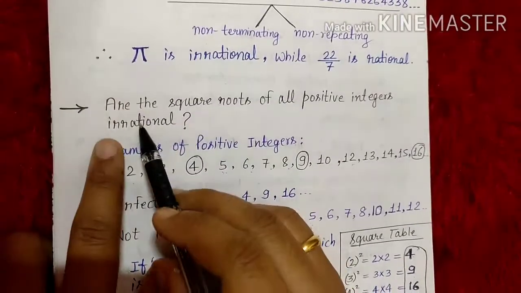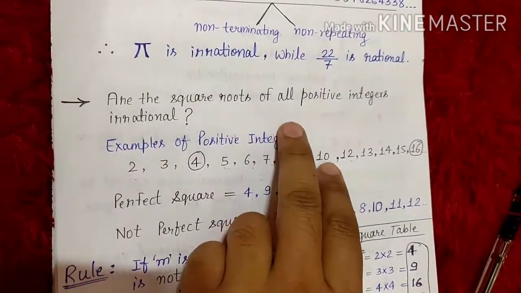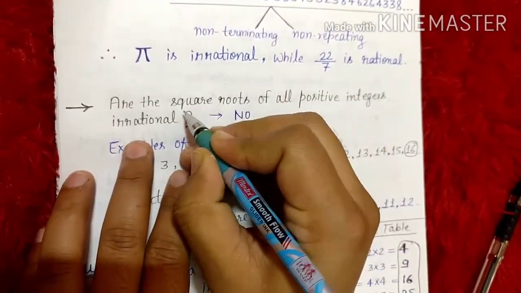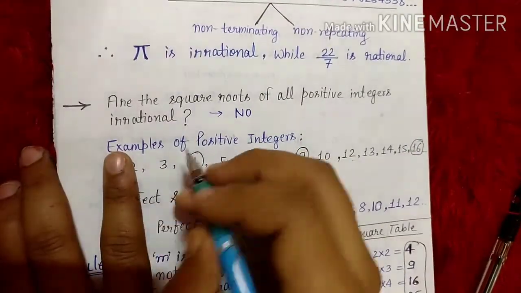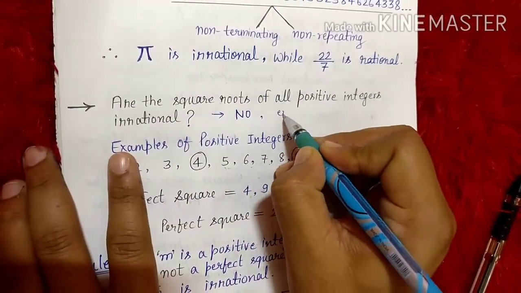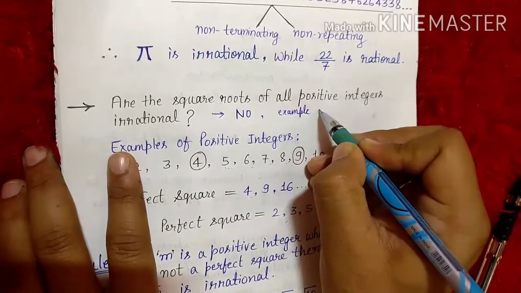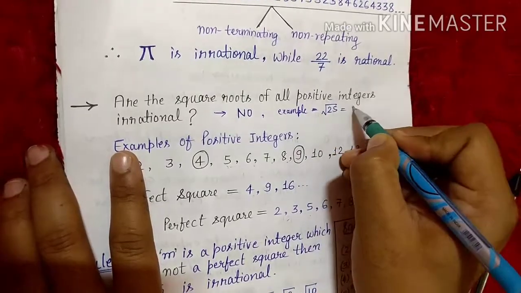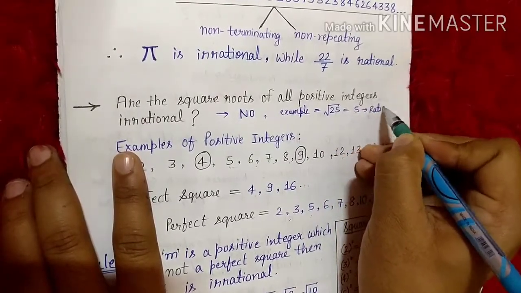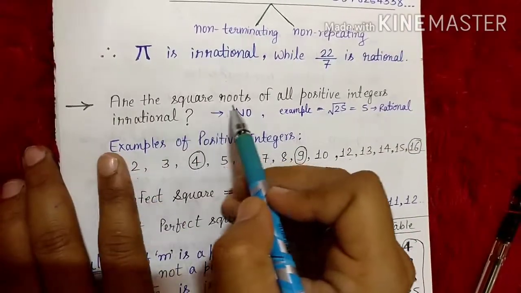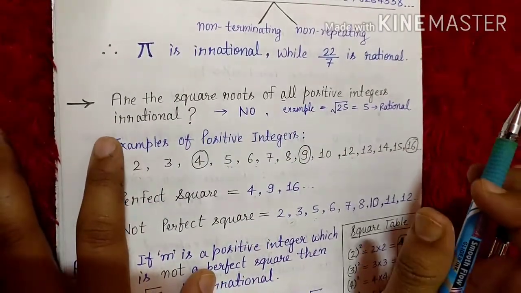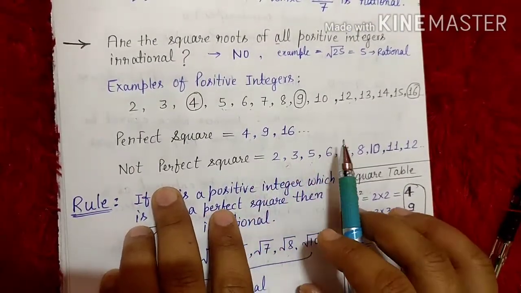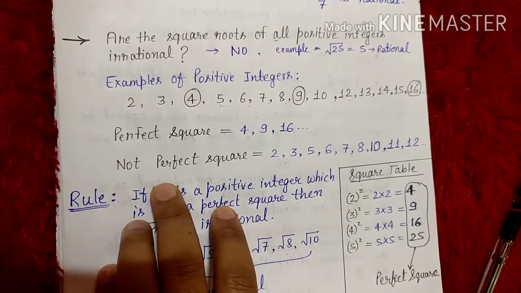Now what they ask? Are the square roots of all positive integers irrational? So what can we say? No. The square root of all positive integers is not irrational. For example, 25 is a positive integer, and if we take the square root of this, what will come? 5, which is rational. That's why we can say the square root of every positive integer is not irrational. But those positive integers which are not perfect squares, their square root is what? Irrational number. Clear to you?